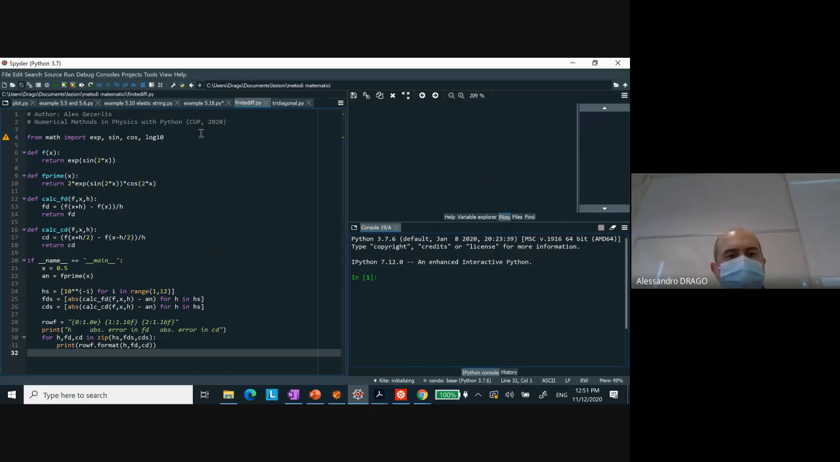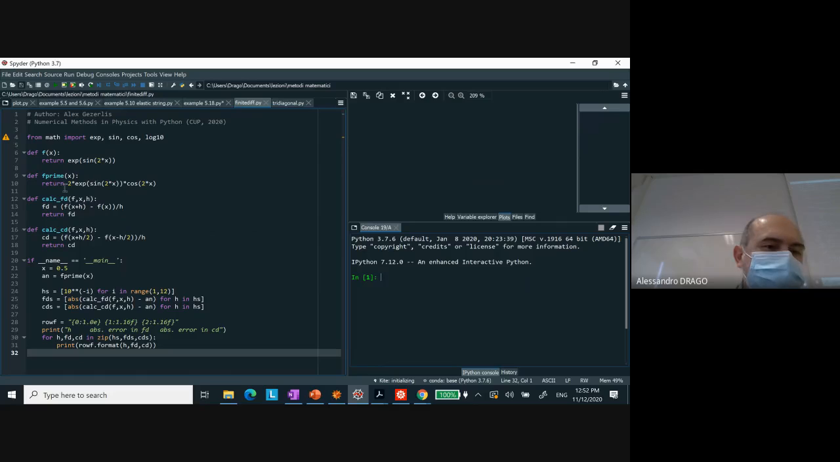So let me first state which is the problem. The problem is how you evaluate numerically the derivative of a function. Of course, what you can do is to try to use the definition of derivative. And as you recall, when you learn this in first year math, it is the limit for h going to 0 of this incremental ratio. And of course, we can try to use it, but there are a lot of caveats.